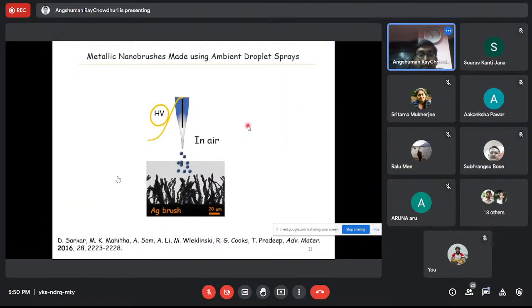Now we will discuss another particle morphology. This is the paper published by our senior, Dipanjan Sarkar.